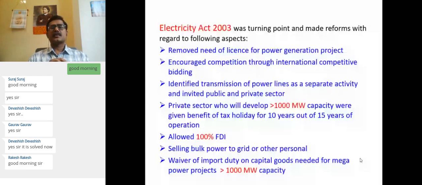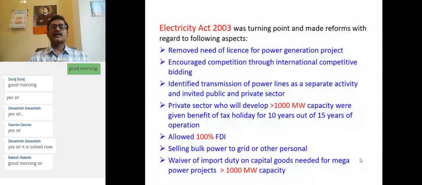Remove the need of license for the power generation project. Encourage competition through international competitive bidding. Okay, so that is a very important one. The private company which gives their bidding or their proposal at competitive rates, that is the major concern which should be taken into consideration.